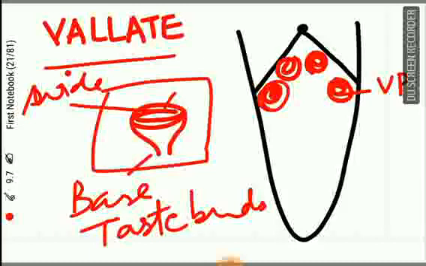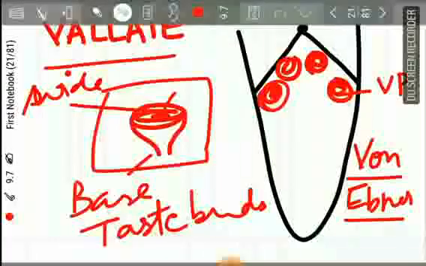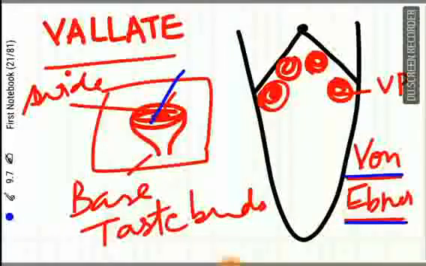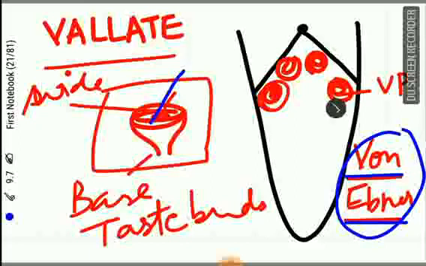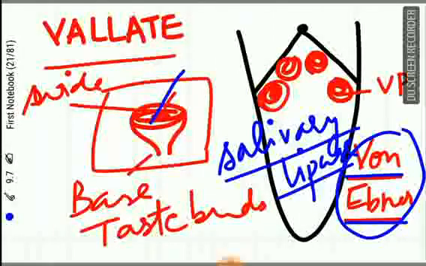One important thing: the salivary gland of von Ebner is a minor salivary gland. We will study it later in the chapter on salivary glands. This gland opens in the trough of the vallate papillae, and empties its secretion there. The saliva secreted by this von Ebner gland contains a very unique enzyme, salivary lipase, which helps in the digestion of food.